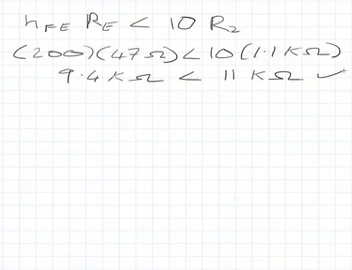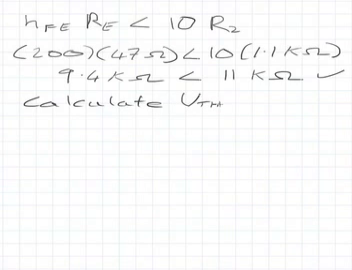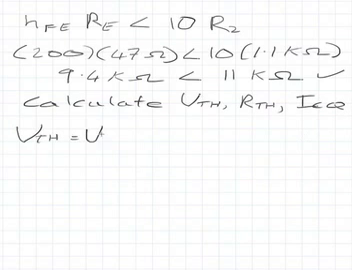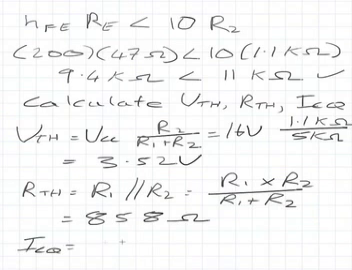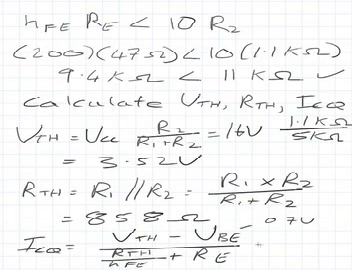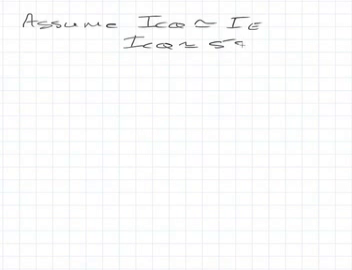We will assume the quiescent collector current, ICQ, is approximately equal to the emitter current, IE. With this in mind, we now need to calculate the Thevenin voltage, VTH, the Thevenin resistance, RTH, and the quiescent collector current, ICQ. As shown, these are calculated using the standard formulas populated with the values given in the circuit diagram.